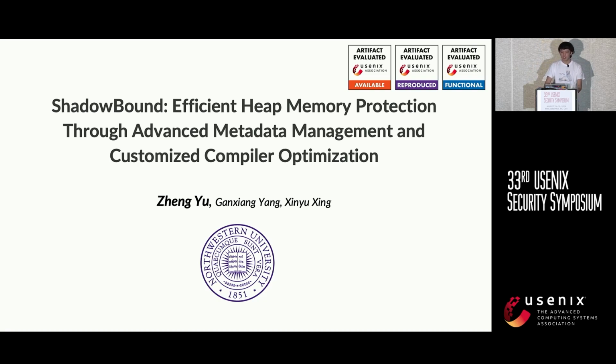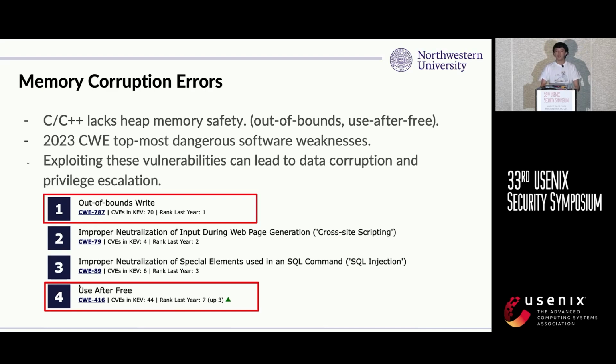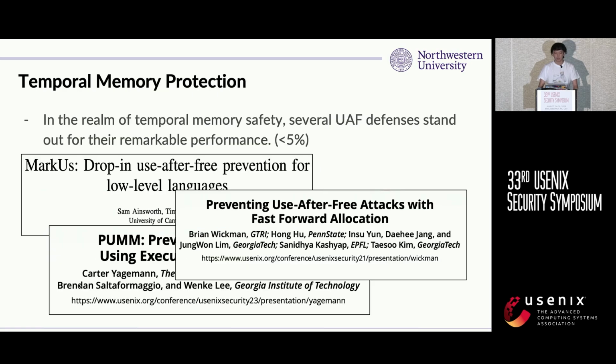Today I will be presenting my work, ShadowBound: efficient heap memory protection through advanced metadata management and customized compiler optimization. In the domain of software development, a notable majority of programs are developed in C or C++, which, while granting detailed control over low-level operation and memory management, also invariably expose them to a range of vulnerabilities. These vulnerabilities mainly include out-of-bound and use-after-free, which are among the top 5 most dangerous CWEs in 2023.